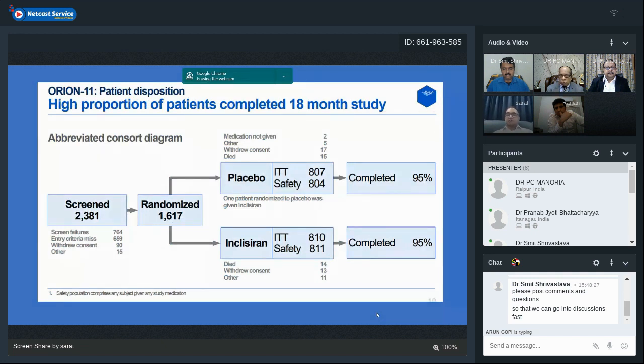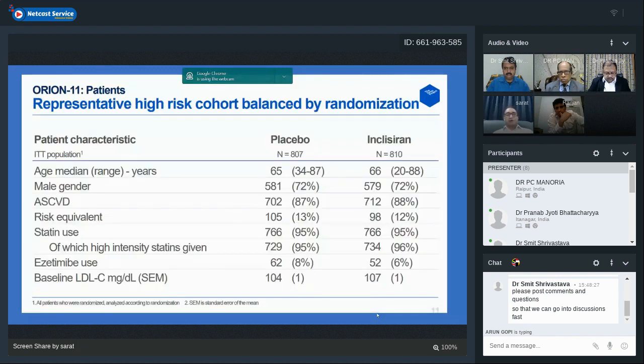These are 1,617 patients. The patient number is enough to talk about LDL reduction, but not enough to talk about events. And 95% of the patients actually completed this. And the basic features of these patients at the beginning are very similar. About 70% were men, and age is about 65 in both the arms, and statin usage was there in more than 95% of the patients.